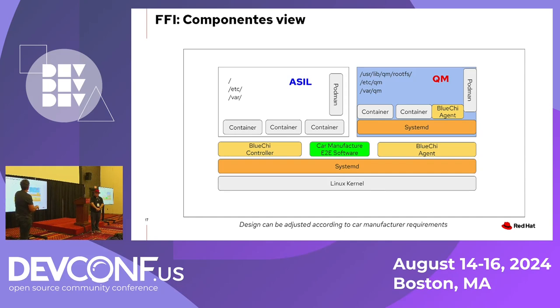Slash root of the QM is the USR lib QM interface inside the partition of the host. And then we have two mounts for etc and var, only for QM, because only there we have read-write permissions. This whole image is based on a base image, and it can be adjusted according to the car manufacturer. Questions up until now?